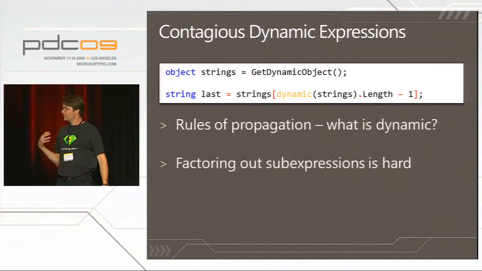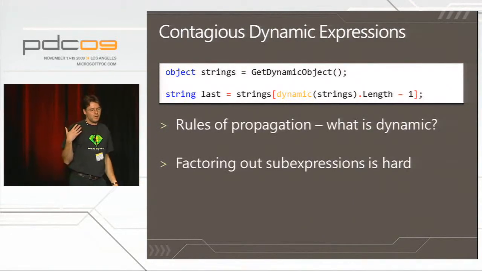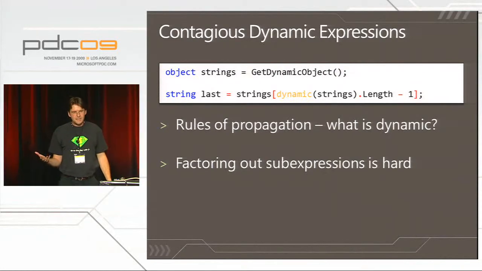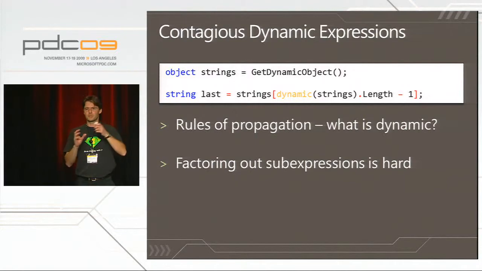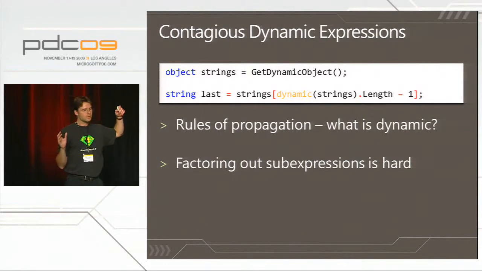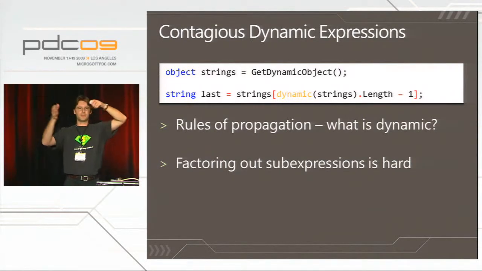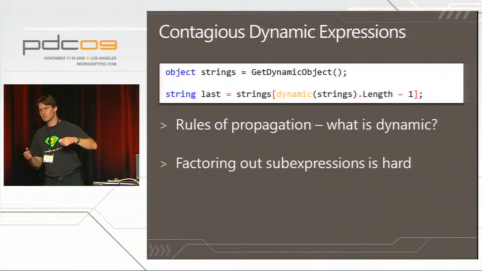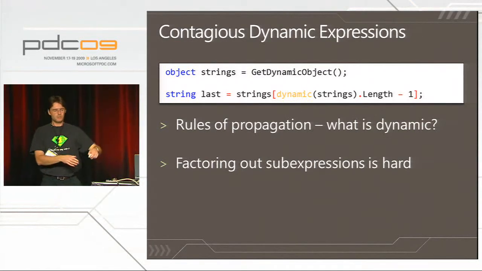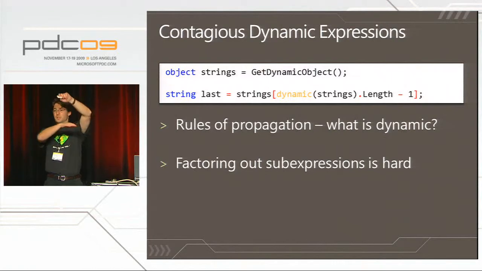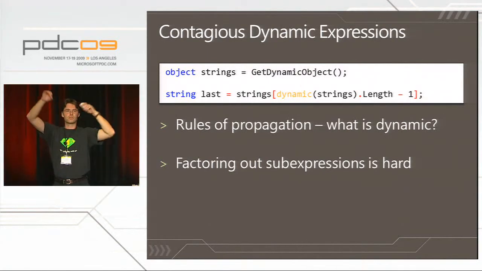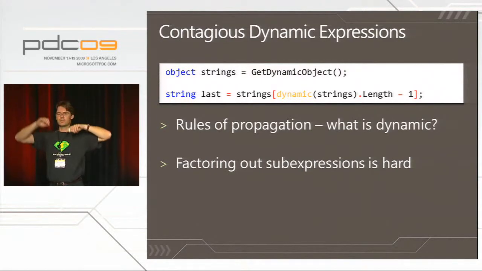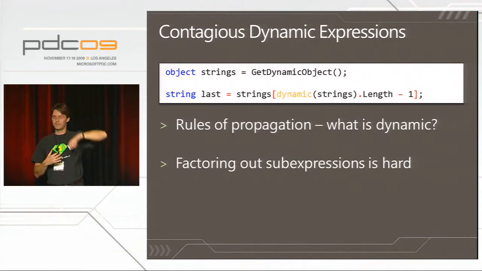But just having this separate notion of dynamic expressions doesn't really scale. First of all, what are the rules of propagation? When is it contagious? But also, what if I want to factor out a sub-expression? Then, when that sub-expression becomes a method body, I have to say dynamic in there, but I also have to say it where I call it. And so I can't really get this propagation to go across call boundaries and so on.